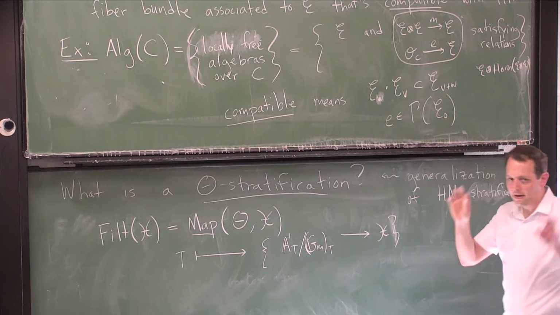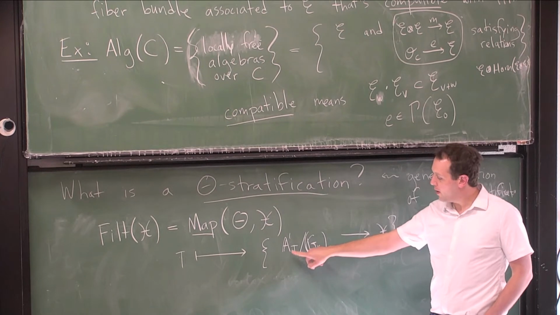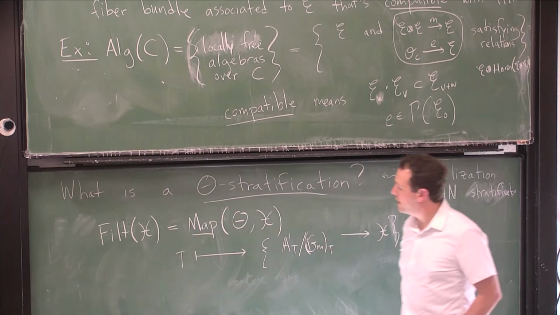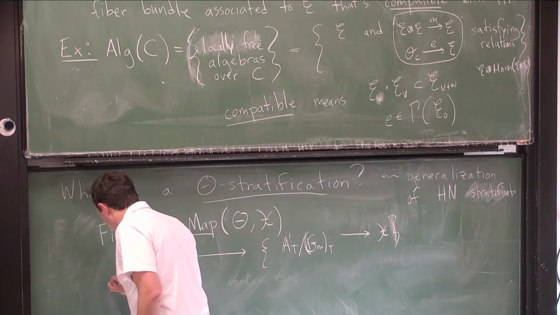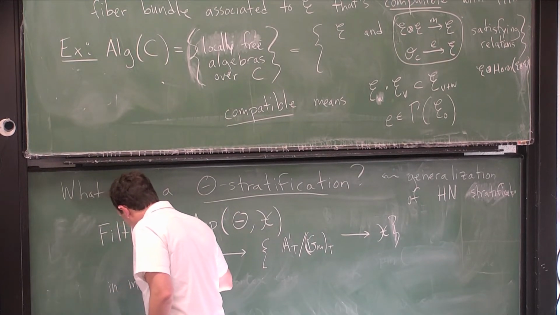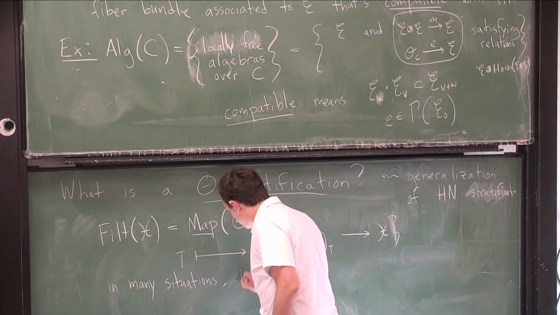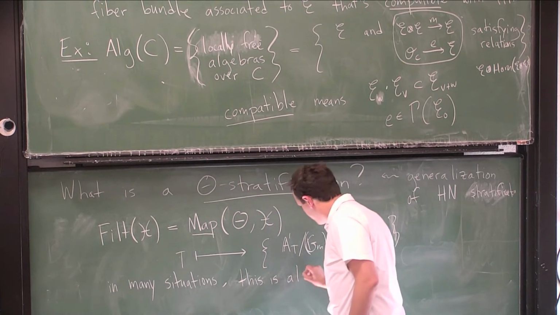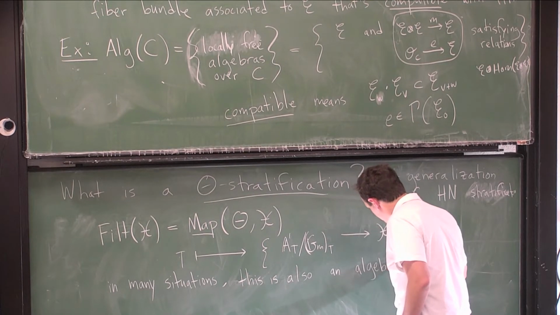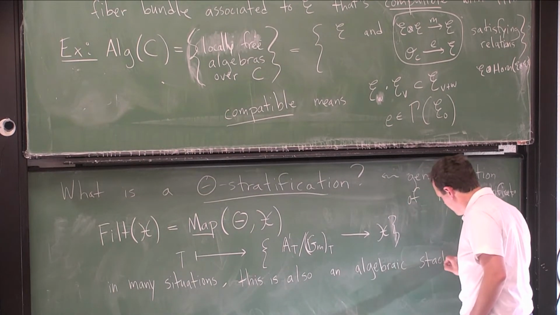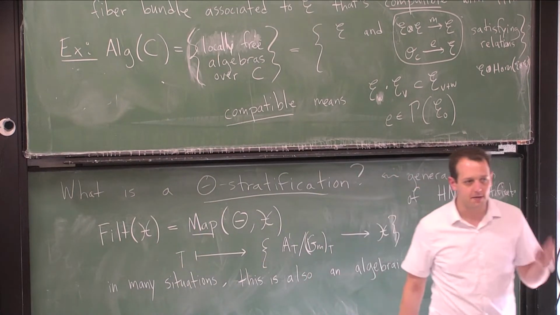So again, if X is parameterizing families of some kinds of objects, a T-point of this stack is a family over A1 times T that's GM times T equivariant. And in some large generality, this is also an algebraic stack. So the idea is that the points over the ground field are just what I'm calling filtrations, but you can now talk about algebraic families of filtrations.